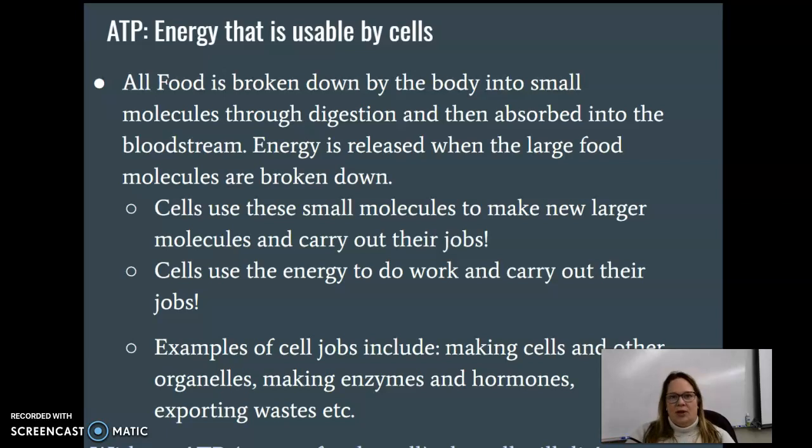Think of it kind of like a foreign currency. You can't go to Europe and use American dollars. You have to change into euros and use their currency. When you're doing cell work, they need to use ATP. They can't use glucose. They can't use another form of energy, light energy, etc. They have to change it to ATP to be able to do their cell jobs. Okay?